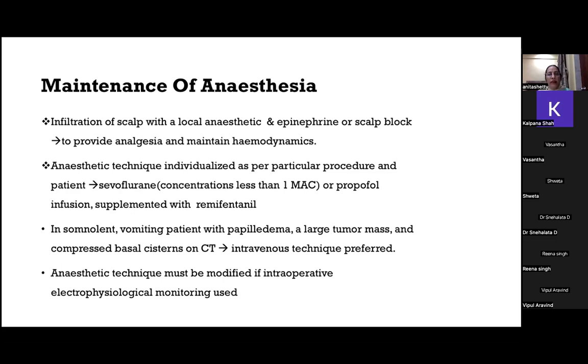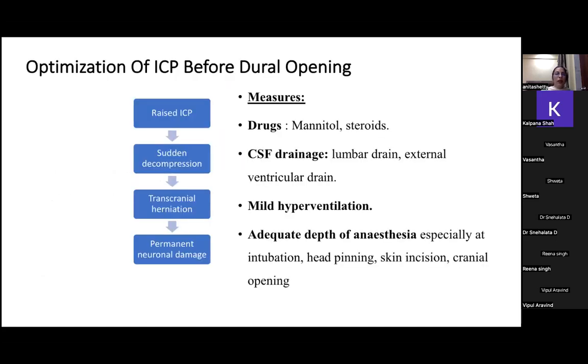It's individualized as per the particular procedure and patient. You can use sevoflurane in concentration less than 1 MAC, or propofol infusion supplemented with remifentanil. But keep in mind that in patients who are somnolent, vomiting, with papilledema, a large tumor mass, and compressed basal cisterns on CT, the intravenous technique is preferred. Anesthesia technique must be modified if intraoperative electrophysiological monitoring is used.